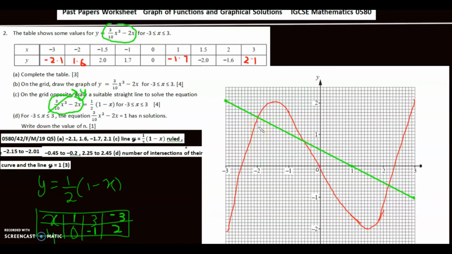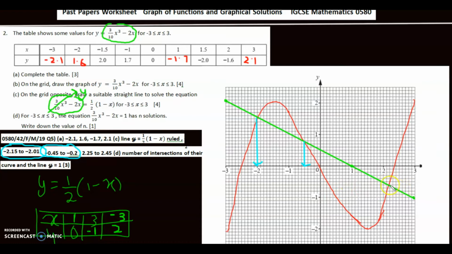It says in the marking scheme any value between minus 2.01 to minus 2.15 is acceptable. Again, my graphs are not very accurate, so that's why my answer is coming out to be minus 2. But it should actually be between this. Then my second answer is around minus 1.5, which again should be between minus 0.45 to minus 2.